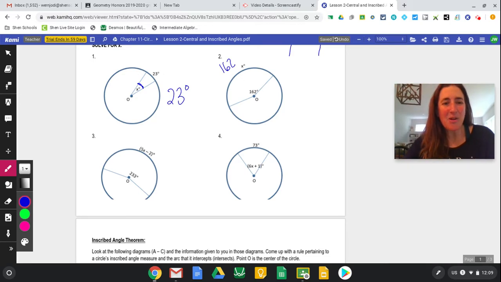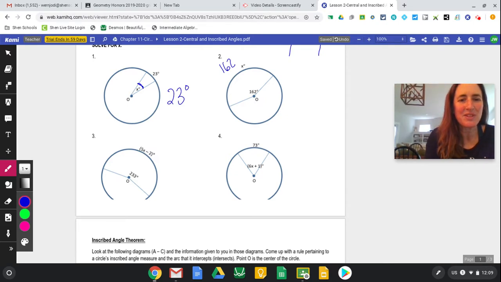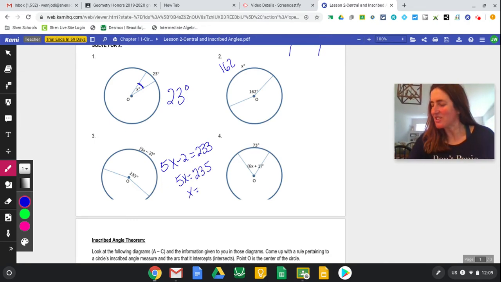Now we have this one is 233. Oh, we're going to have to solve for x. So we go 5x minus 2, but remember they have to equal each other, equals 233. 5x is going to be 235, or in this case, x is going to equal 47.